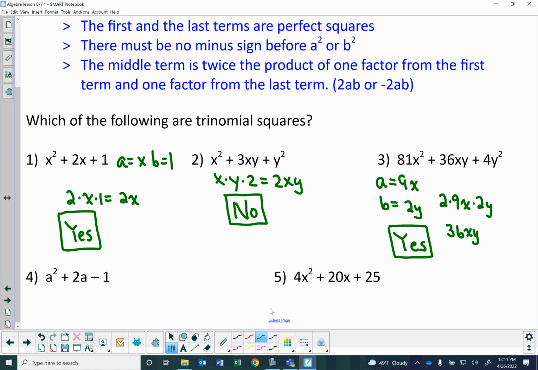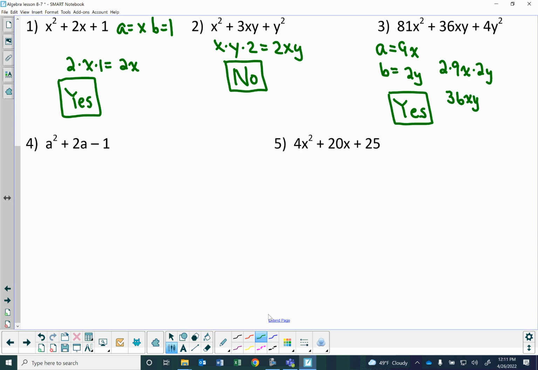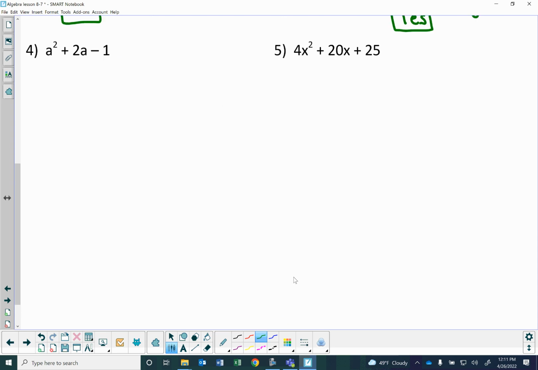Okay, let's look at the last two. Number 4. A squared plus 2a minus 1. Is my first term a perfect square? Yes. Is my last term a perfect square? Yes. Are there any minus signs before my first term or my last term? Uh-oh. There's a negative sign right here, which means this is no longer a trinomial square because it has that minus sign. So this one is not a trinomial square.